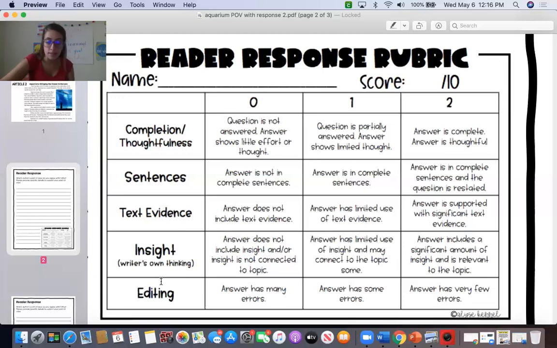And then editing, 0 points, your answer has many errors. 1 point, your answer has some errors. 2 points, your answer has very few errors. So if you count 2, 4, 6, 8, 10, that's how I got my 10 points on this topic, okay?